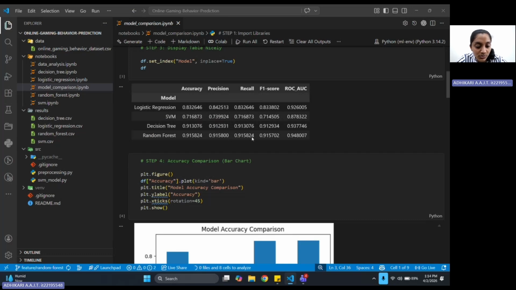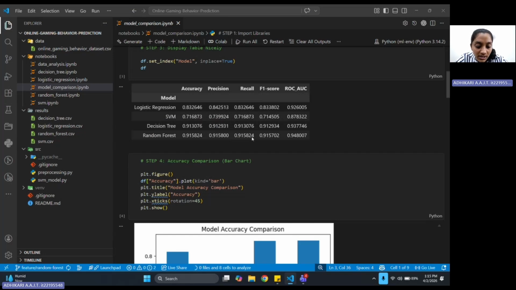Decision tree performed much better. Accuracy is around 91%. All other metrics are also high. This shows that decision tree can handle nonlinear relationships well, but one issue is it can sometimes overfit the data.